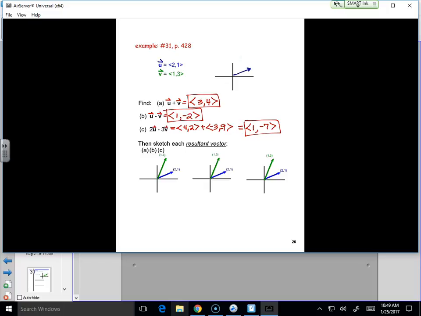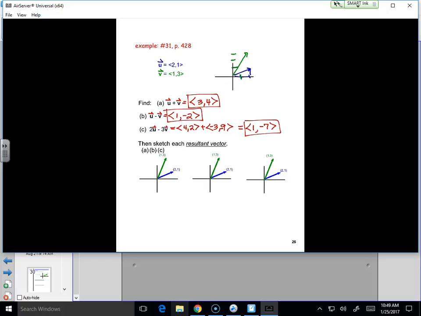U, which said go over 2 and up 1, right? And then what else were we given? V. And V said go over 1 and up 3. True? Okay. So that's where each of those little vectors in the bottom came from, the first 2 vectors that we had.